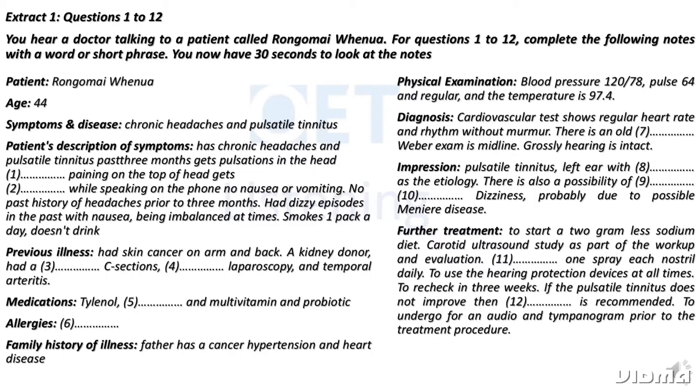I would recommend you start a 2-gram low sodium diet. I am ordering a carotid ultrasound study as part of the workup and evaluation. Since your disease is related to the eustachian tube, I'm prescribing Nasacort AQ nasal spray, 1 spray each nostril daily. Use the hearing protection devices at all times. I will recheck you in 3 weeks. If the pulsatile tinnitus does not improve, then I would recommend other treatments, including myringotomy or ear tube placement. You have to undergo an audiogram and tympanogram prior to the treatment procedure.